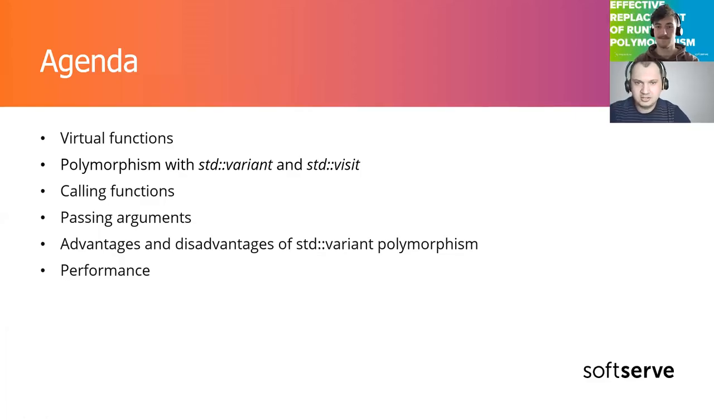So, the agenda for today: we're going to talk about ordinary virtual polymorphism using virtual functions, and I will show you how to use polymorphism using std::variant and std::visit, calling functions, and passing arguments. We are going to talk about advantages and disadvantages of std::variant polymorphism, and about benchmarks and performance using polymorphism with std::variant.